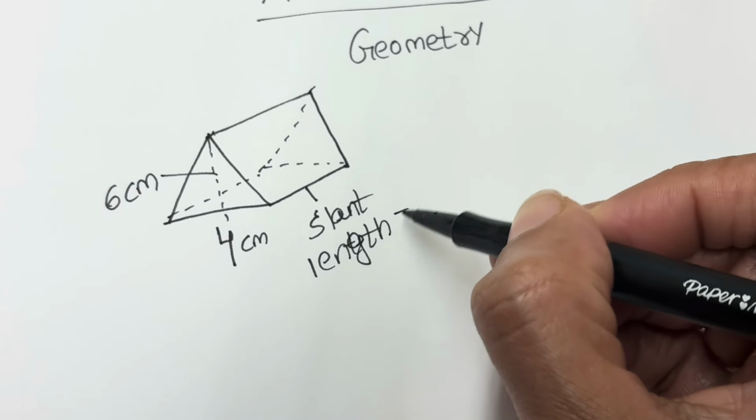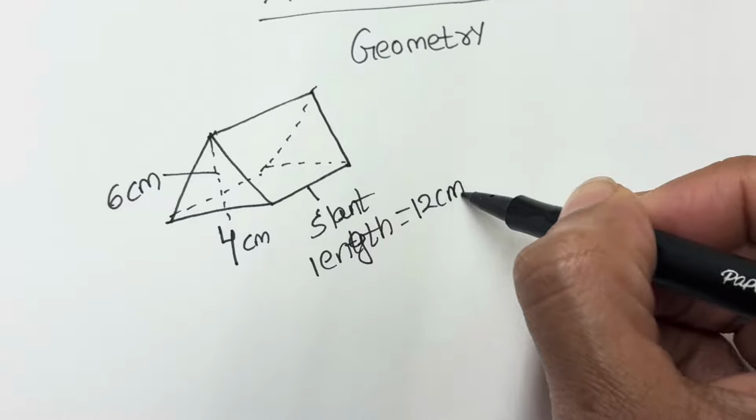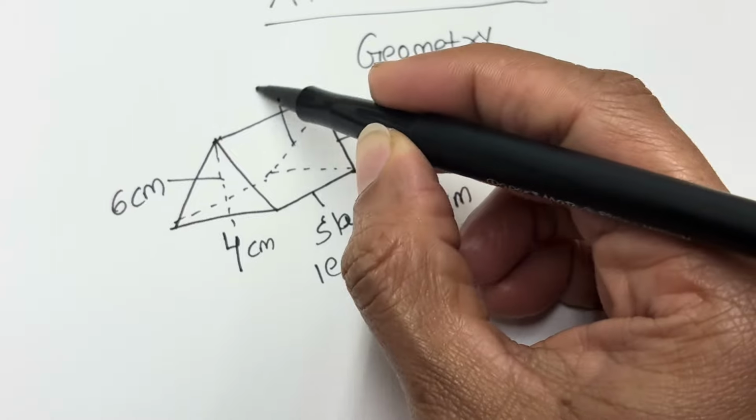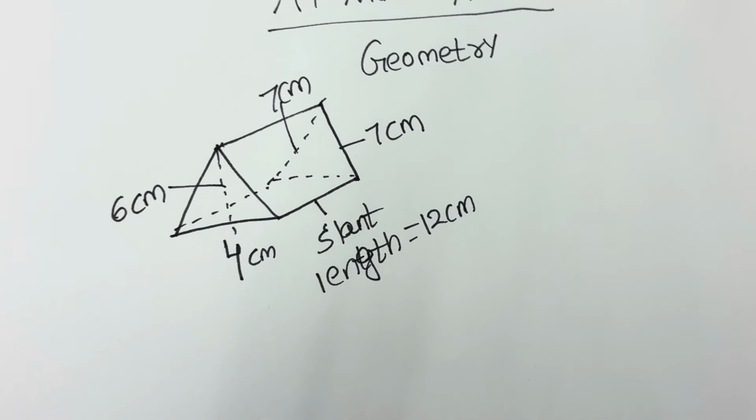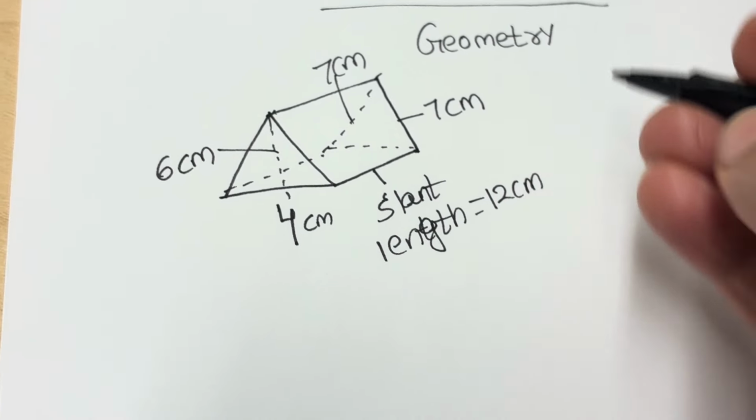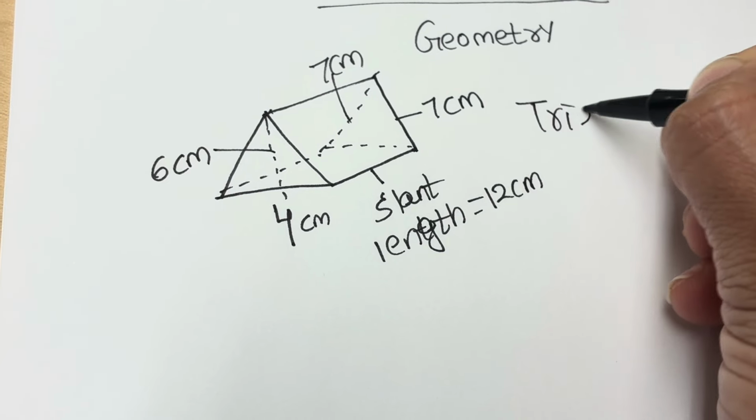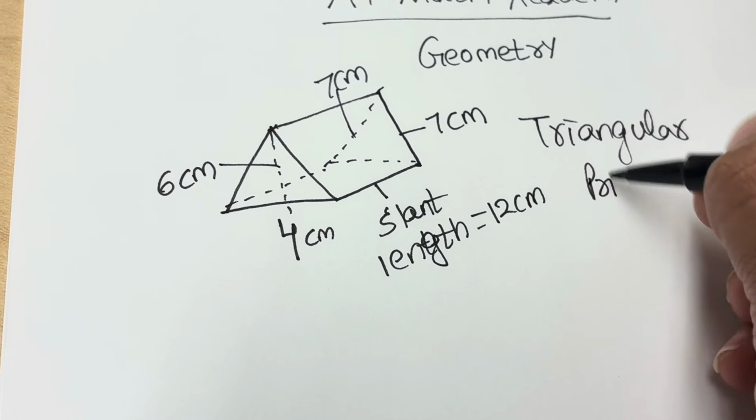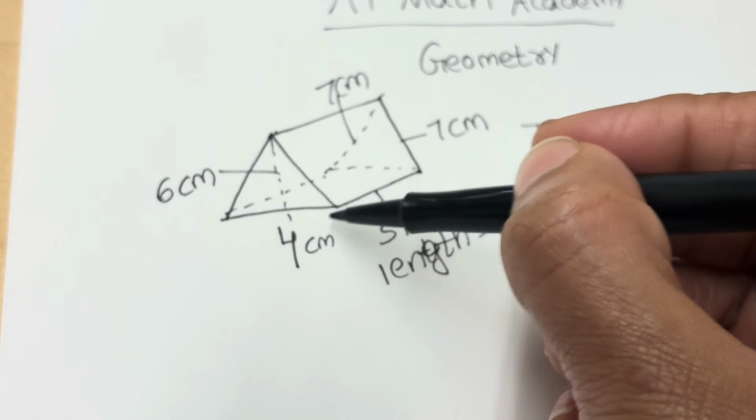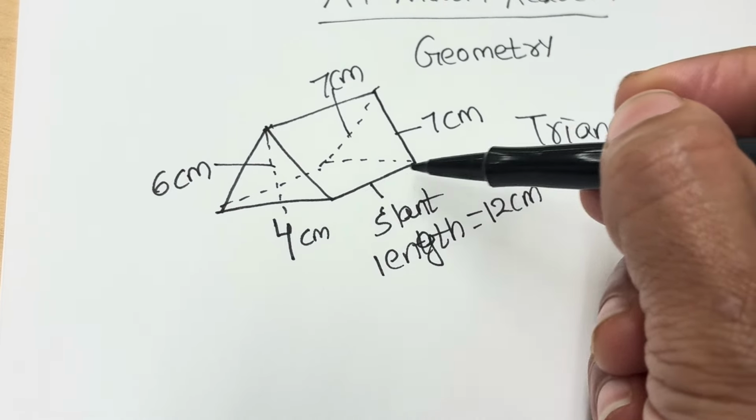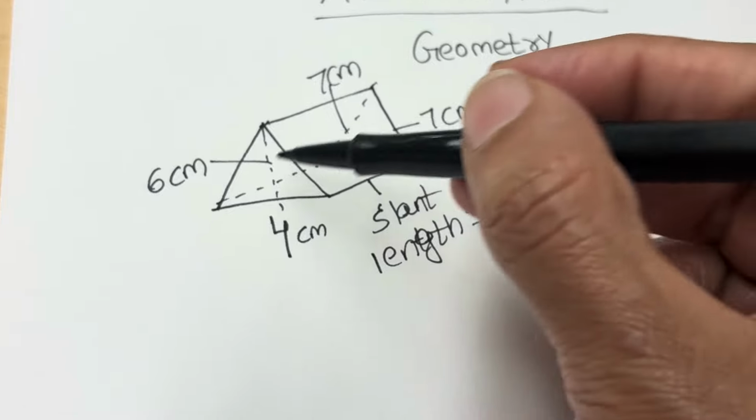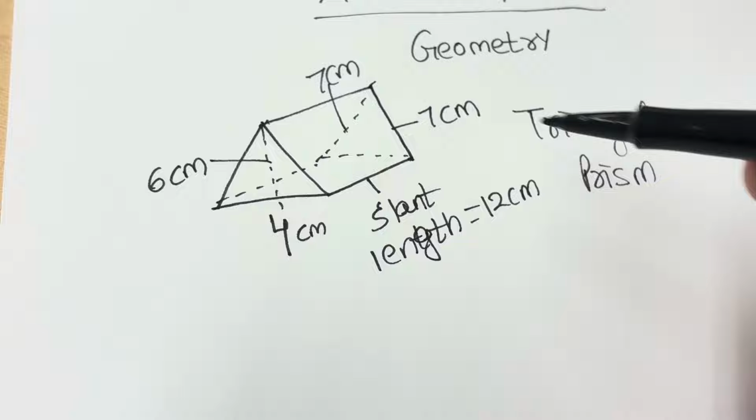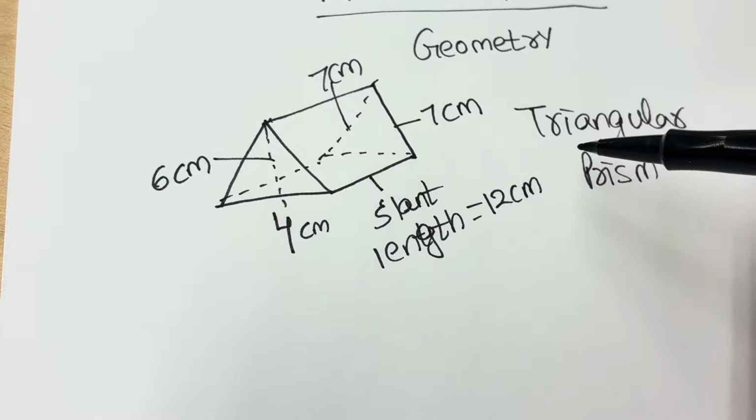So this is 12 centimeters, and these side lengths are 7 centimeters, and this is again 7 centimeters. Okay, so this is called the triangular prism. Let me write it down here as triangular prism, because it is called a triangular prism because the front part is a triangle and the back side has a rectangle. Both of them, a rectangle and a triangle stacked on each other, will make a triangular prism.